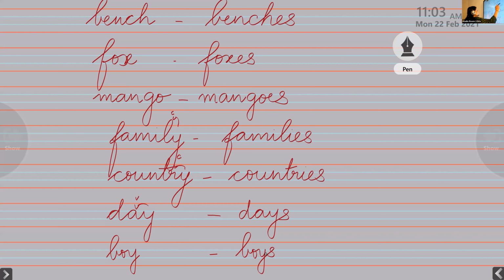So these Y rules, please do learn them very well. If the word ends in a consonant plus Y, drop the Y and add IES to it. If it is a vowel plus Y, just add S at the end of the word. Don't forget. Now, let's move on to the next rule.